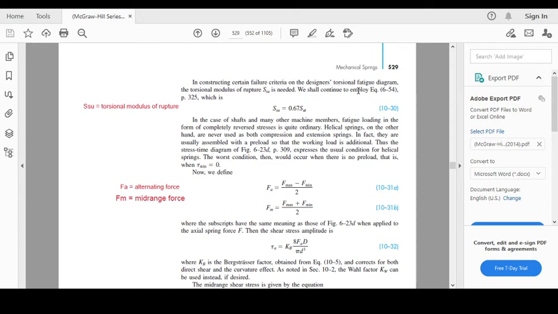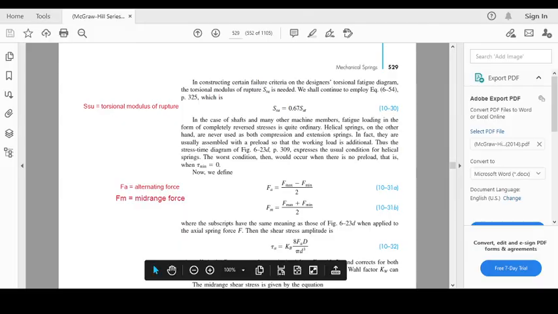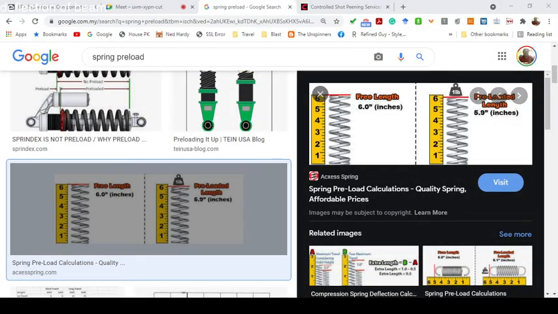Okay, what does it mean by preload? What does it mean by spring preload? It is best represented by this image. You see here, the left one is the free length. No load is given on the spring, and then this is the preload. You put a weight on the spring, and it has some deflection. This is called the preload.